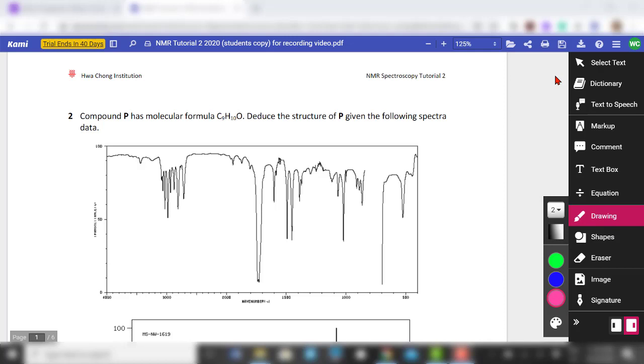So we'll begin with question 2. Pretty fortunate for question 2, because you are given the molecular formula. Once you are given the molecular formula, things will be a lot easier because you can easily calculate the degree of unsaturation. If you do a quick calculation, you should get 5 degrees of unsaturation.